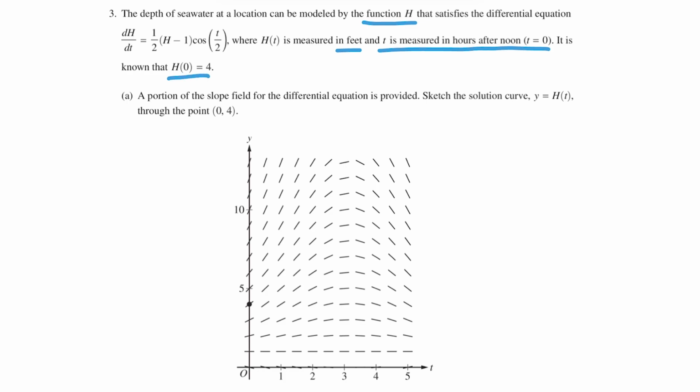Problem A says a portion of the slope field for the differential equation is provided. Sketch the solution curve y equals h of t through the point (0, 4). The slope field gives you an idea of what the slope of the function is at various points throughout this graph. So one thing you really want to make sure is that you're actually sketching the curve through that point. So we have it here. Make sure that that's your starting point for your solution curve.